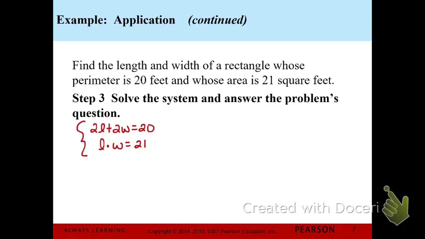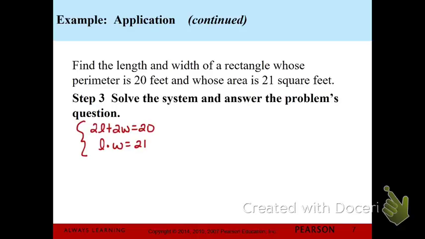We want to find the length and the width, so we need to solve for L and for W. So, how do we solve a system? Elimination or substitution? Substitution. Why not elimination? Because we can already substitute. Well, the second equation doesn't have a plus sign in it, does it? So if you get one where one equation has addition and the other one is just multiplication, you're going to have to use substitution.